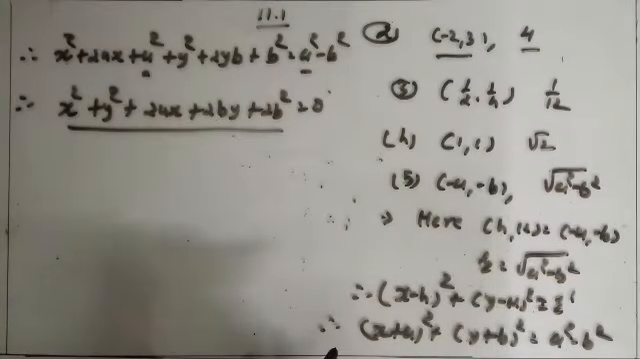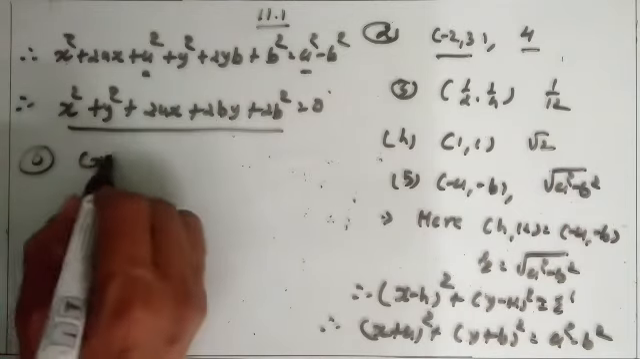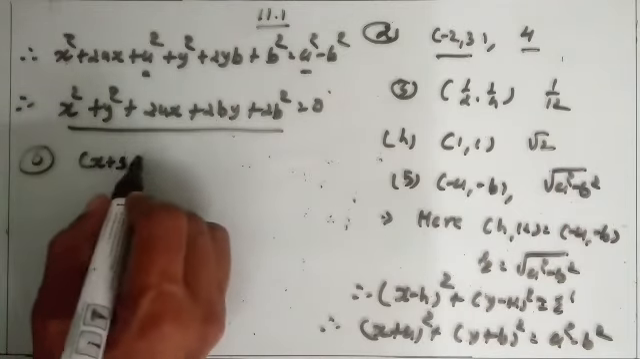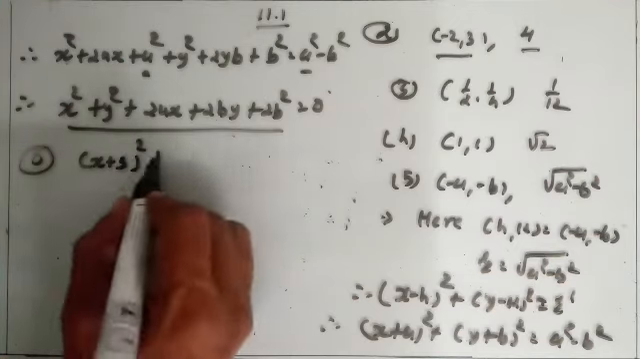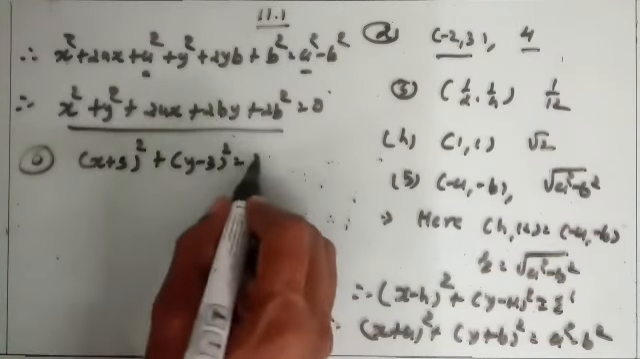Now, next, in each of the following exercises 6 to 9, find the center and the radius of the circle. Question number 6. Here the given equation of the circle is (x + 5)^2 + (y - 3)^2 = 36.